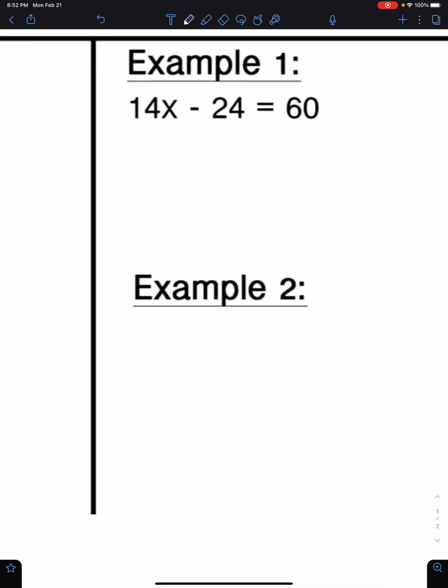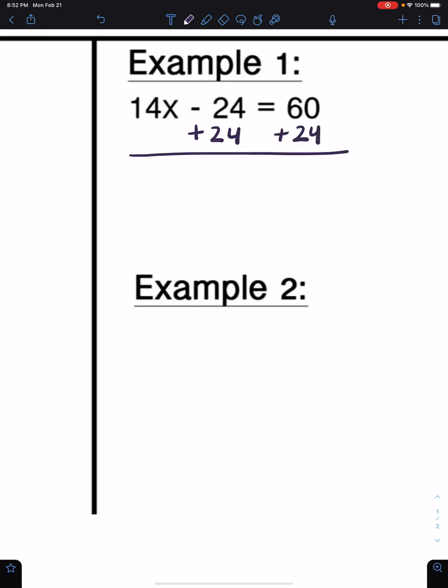So we're going to get rid of our constant term first, which in this case is negative 24. The opposite of subtracting 24 is adding 24. So negative 24 plus 24 is just 0. And then 60 plus 24 is 84.